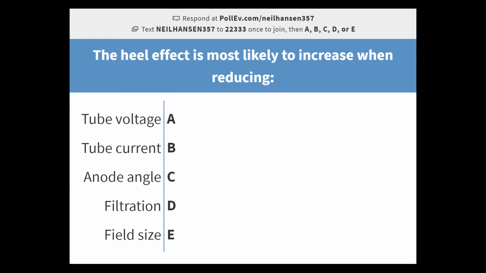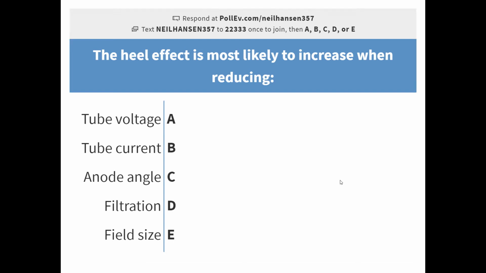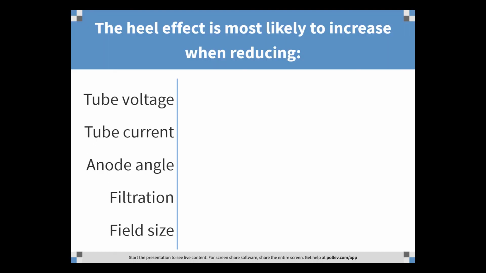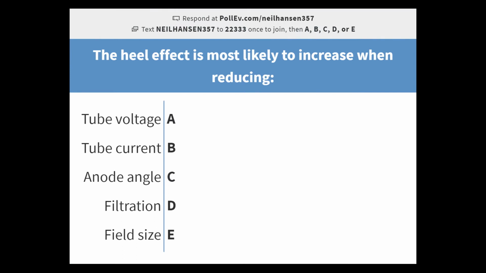All right. The heel effect is most likely to increase when reducing which of the following? Pause now if you need more time. The correct answer is the anode angle. So if you go through these, the heel effect is most likely to increase when what is reduced. So when tube voltage is reduced, no, actually the heel effect is worse as you increase voltage. When tube current is reduced, nope, that's not correct either. The anode angle, as you reduce the anode angle, as it becomes steeper, that heel effect actually becomes worse because of the angulation of the bevel on the anode.